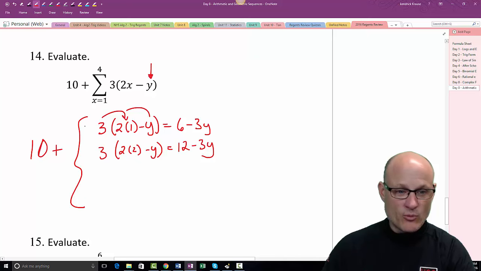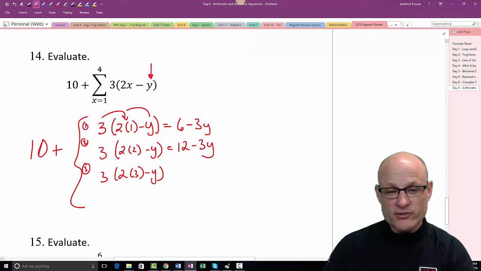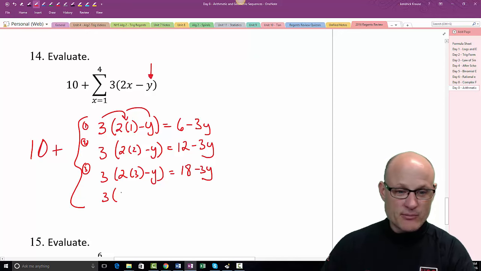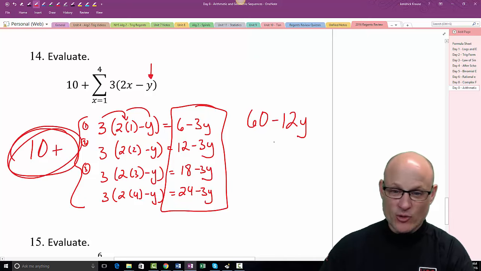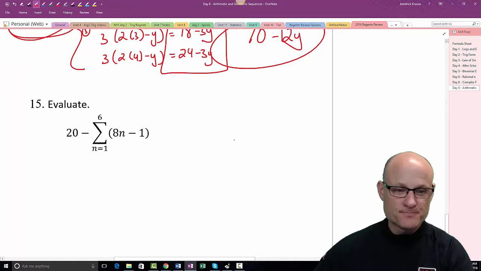When n equals 3, it's 3 times 2 times 3 minus y. 2 times 3 is 6, 6 times 3 is 18, so it's 18 minus 3y. And finally, 3 times 2 times 4 minus y. 2 times 4 is 8, 8 times 3 is 24, so this is 24 minus 3y. If I add all of this up, that's 60 minus 12y. But don't forget, I have to add in 10, so I get 70 minus 12y. That would be my final answer for that one.